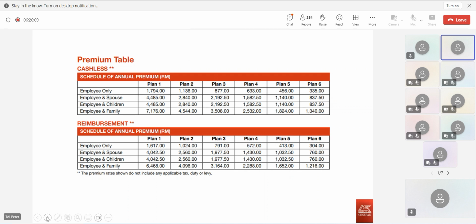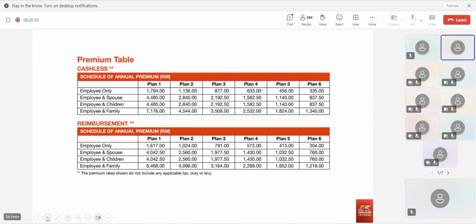So is this the cheapest plan in the market? Of course, this is all on cashless. If your customer were to opt for reimbursement, then of course you enjoy cheaper premium. Reimbursement meaning you claim first, you pay first, then you reimburse later, instead of cashless. So that's the only difference.